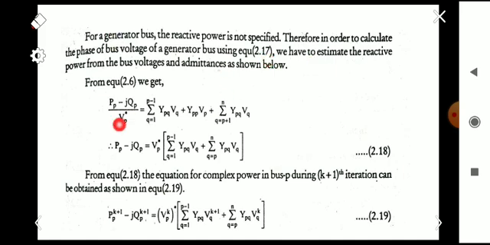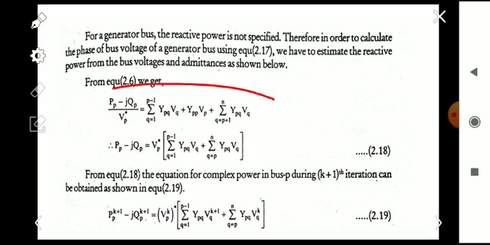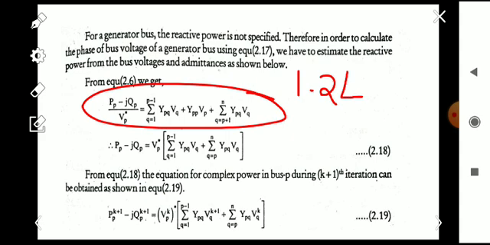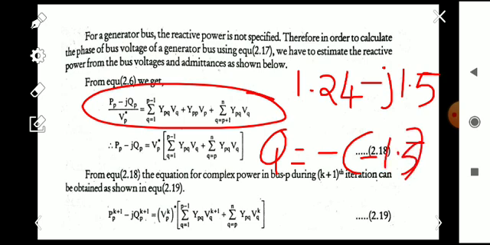So for finding the reactive power, we are using this equation, and by rearranging, Pp minus jQp is equal to this one. Here the reactive power, that is Qp, is the imaginary part of these values. If after calculating this equation we get 1.24 minus j1.5, we have to take the reactive power Q as minus of minus 1.5, that is 1.5. We will take the value of Q as 1.5.